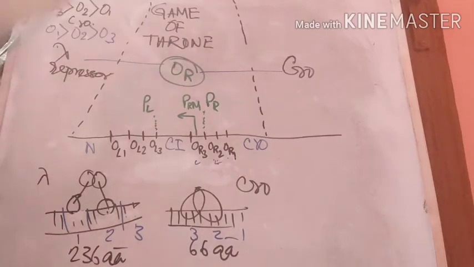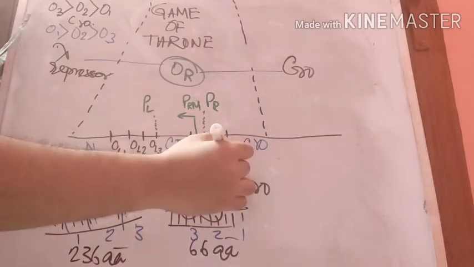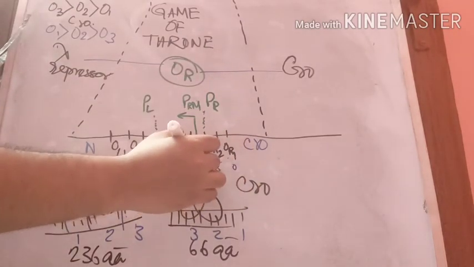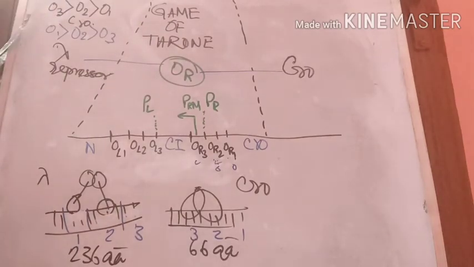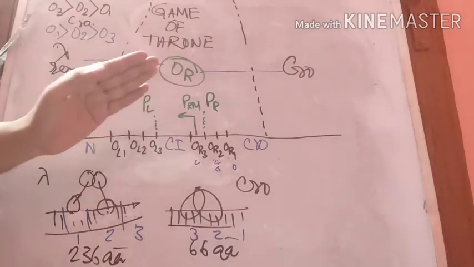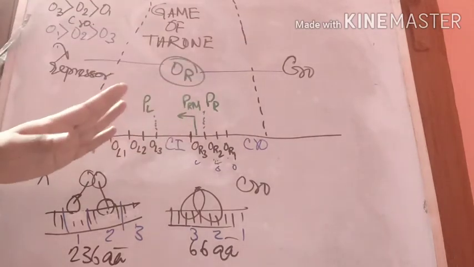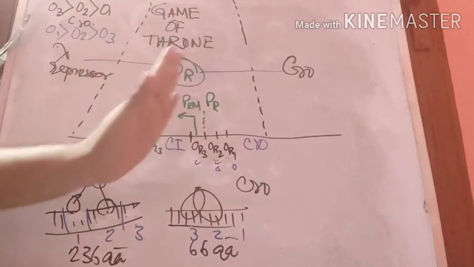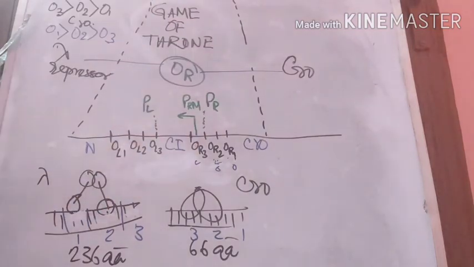On the other hand, if lambda repressor comes and occupies OR1 and OR2, then Cro has only OR3, and thus lambda repressor wins and it establishes the lysogenic cycle. That is why it is a game of thrones between lambda and Cro. The throne is OR, and thus the switching happens. The decision is taken accordingly. It's just like the first lambda to bind or the first Cro to bind, and gradually it will cooperatively progress in either side. And yes, I forgot to mention one thing.